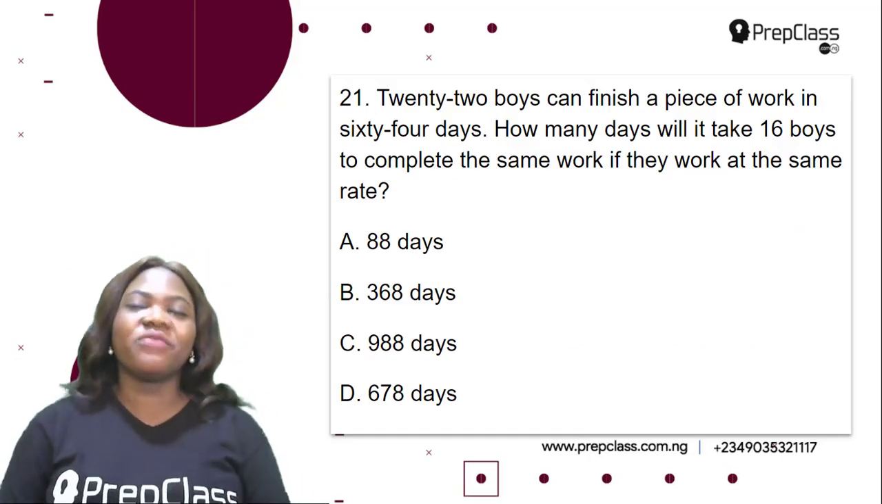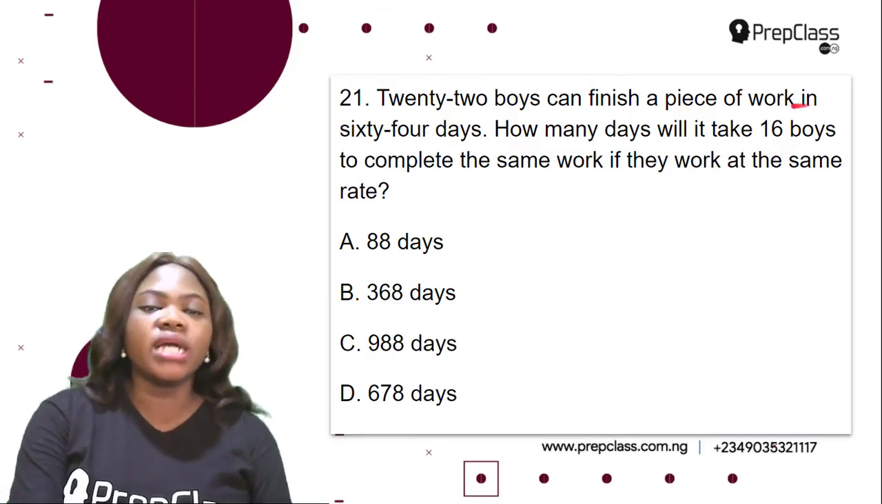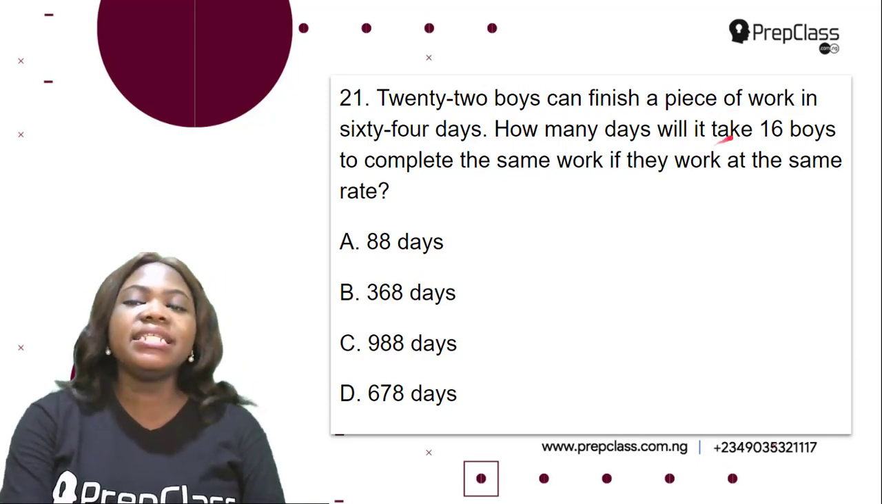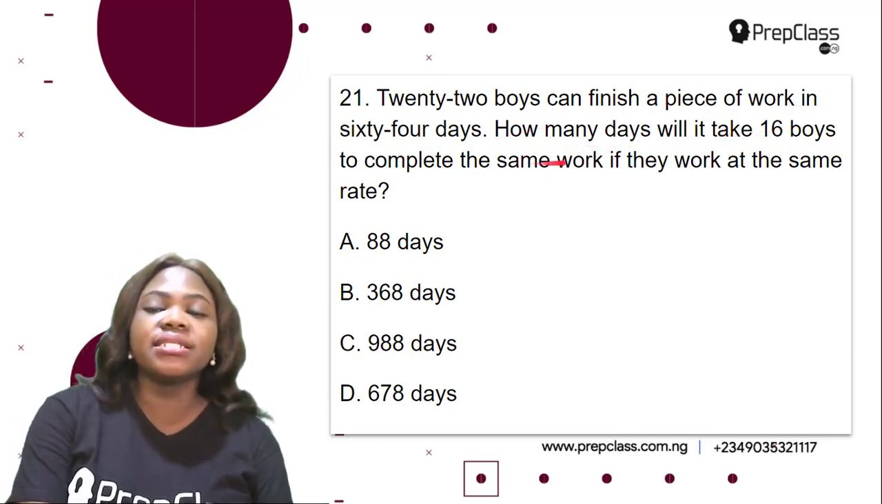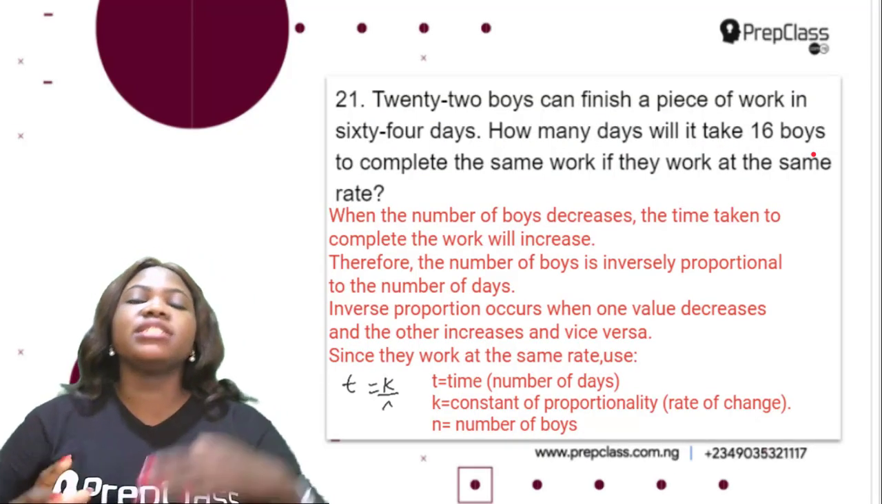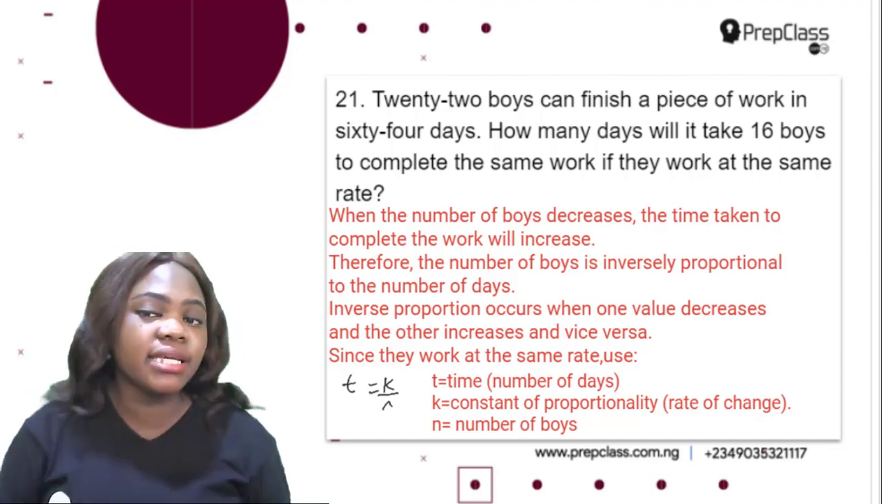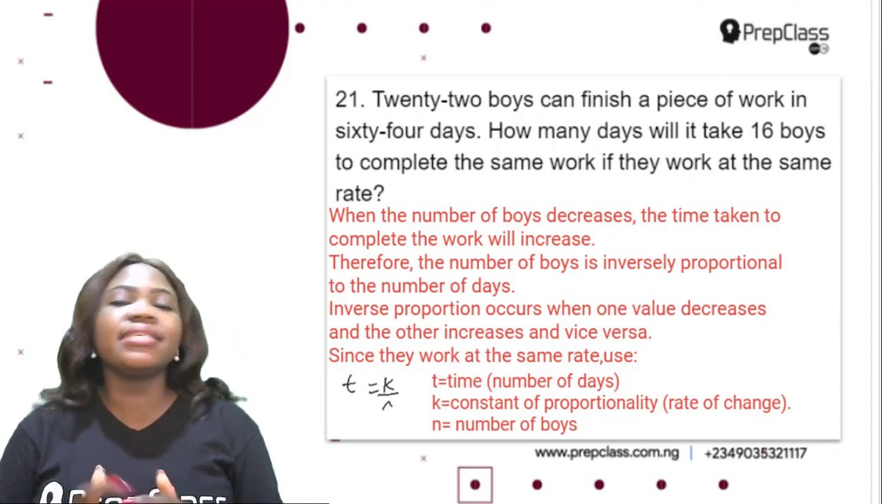Alright, so let's move on to the first question in this video. 22 boys can finish a piece of work in 64 days. How many days will it take 16 boys to complete the same work if they work at the same rate? Okay, so 22 boys can finish a piece of work in 64 days. So how many days will it take 16 boys?